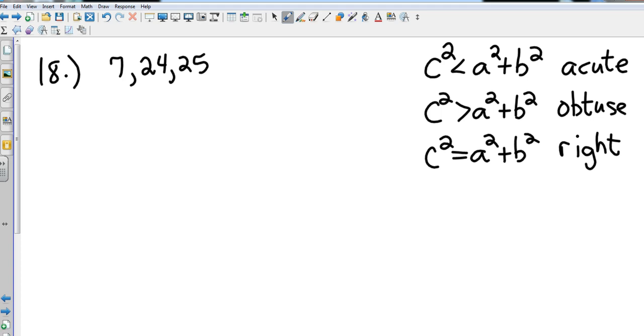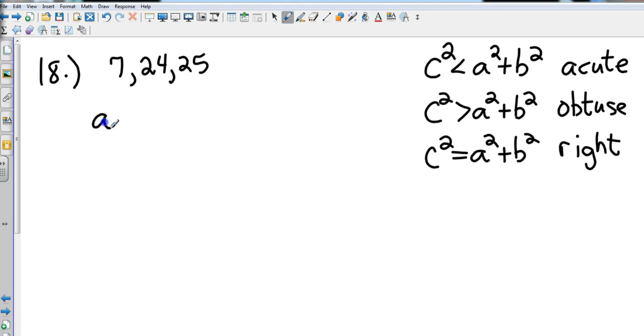For the sake of some time on 18 through 20, I'm just going to do number 18 and put up in the right-hand corner here the different rules. If c squared is less than a squared plus b squared, that makes it an acute triangle. If c squared is greater than a squared plus b squared, that makes it an obtuse triangle. And if c squared equals a squared plus b squared, that makes it a right triangle. So remember that your smaller two numbers are the legs.